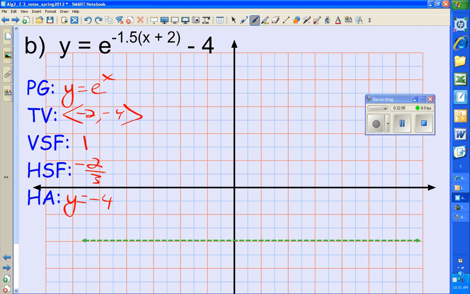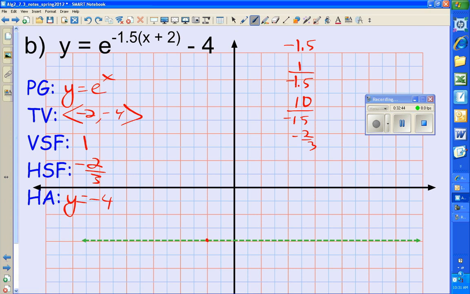So -2, -4, if I just make a little translated origin right there. It's not part of my graph. It's just my starting point. Now, I do what we've been doing in the last 3 graphs. How do we get the -2/3? Well, there's a lot of ways. -1.5 is equal to B. So 1 over -1.5 is the horizontal stretch factor. You don't want to have a decimal in a fraction. You can multiply top and bottom by 10. So you get 10 over -15 or -2/3.